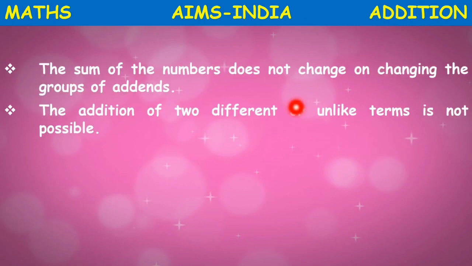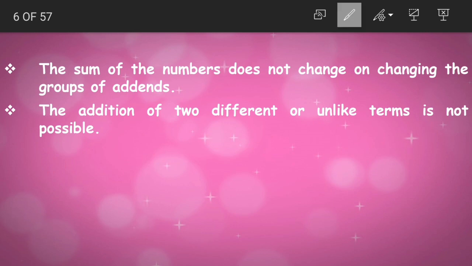The sum of the numbers does not change on the groups of addends. Again, whatever may be the group, the sum will never change. It means the final answer we get on addition will always be the same. The addition of two different or unlike terms is not possible.